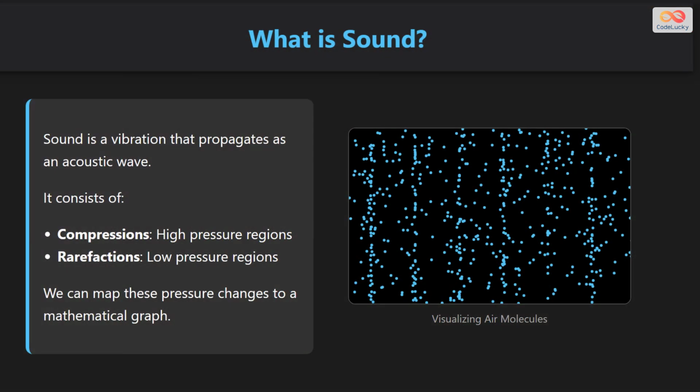First, let's understand what sound actually is. Sound is not just a wiggly line on a screen. It is a physical vibration traveling through the air. These vibrations create regions of high pressure, called compressions, and low pressure, called rarefactions. We can visualize these changing pressure levels using a graph.